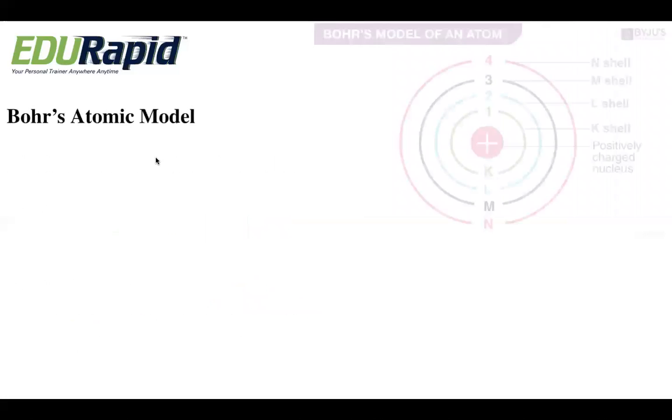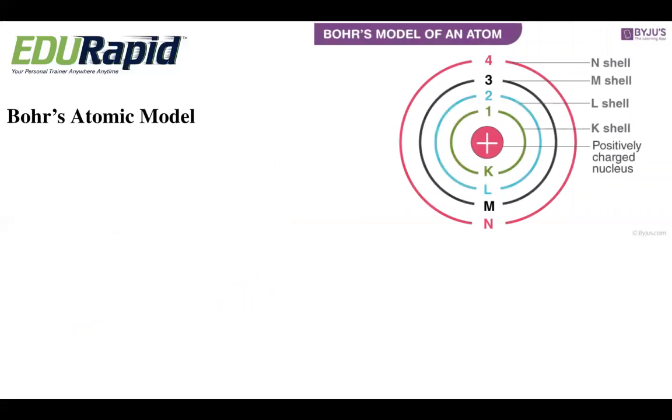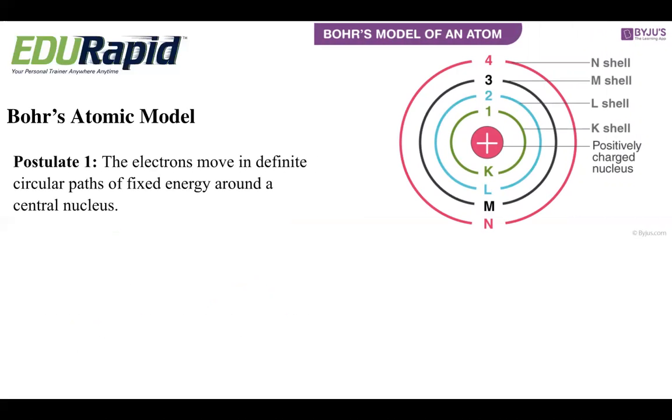Next, the most important scientist, Bohr. He was a student of Rutherford. He came up with his model, the Bohr atomic model, and he overcame the limitations of Rutherford's atomic model by giving two important postulates. So let us see what those are.